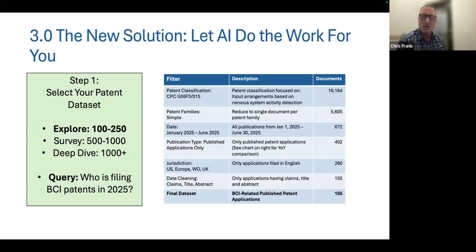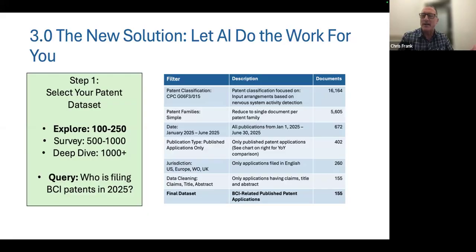So we're in the explore space. Who's filing BCI patents in 2025? That's my query. Okay, so starting with that patent classification, 16,000 documents. I'm going to narrow it down. I just want 1 document per patent family, and I only want to look at the publications that were filed in the first 6 months of 2025. And then I'm going to limit them to the English ones so that my AI can read them. And I end up with a data set of 155 patent applications that have been filed in the first 6 months of 2025. So this is my explore data.